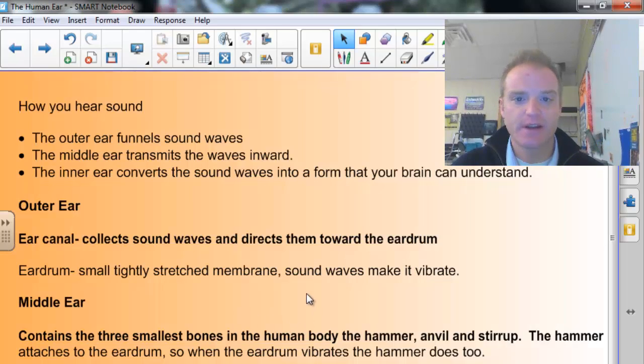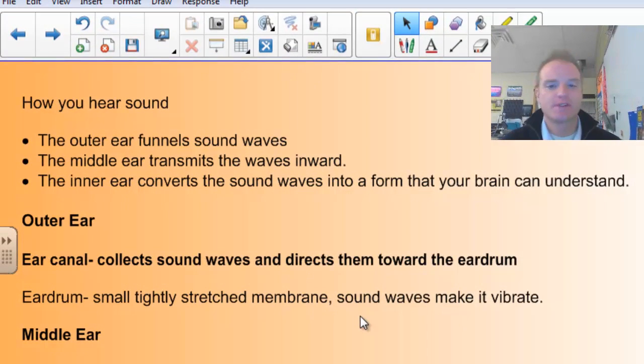And to get started here, guys, jump right into it. How do we hear sound? Well, remember, the sound waves are those compression waves, compressing and expanding. As they get to your ear, your outer ear funnels those waves in, kind of acts like a funnel. Your middle ear has three tiny bones that transmit those vibrations inward. And then the inner ear converts the sound waves into a form your brain can understand. That's where it attaches to nerves, goes to your brain, and your brain interprets it as sound.